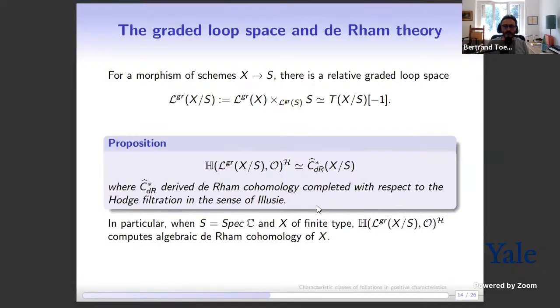Okay. So in particular, if you're over spec C, this computes algebraic Durham cohomology even when X is singular. So if X is a scheme of finite type over spec C, this computes algebraic Durham cohomology. So there is a well-known isomorphism between completed derived Durham cohomology and algebraic Durham cohomology.